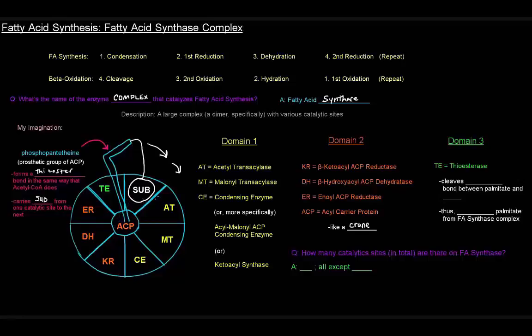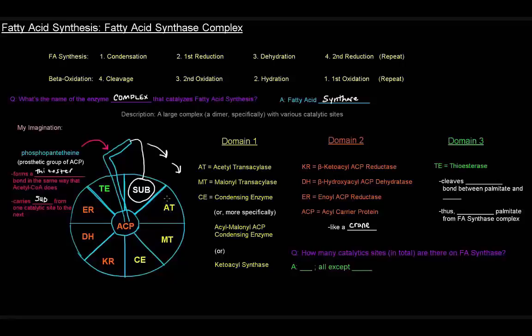Okay, so now let's get to the actual catalytic sites. There are 3 domains, cleverly named domain 1, 2, and 3. Domain 1 I've got here depicted in yellow. These first 3 sites, AT, MT, and CE, stand for acetyltransacylase, malonyl transacylase, and condensing enzyme, respectively. Those are 3 catalytic sites in domain 1. Domain 2 is all that's in orange, and domain 3 is just this TE, which is the thioesterase. Now, the details of these reactions will be in another video where I show you the steps. But essentially, the substrate will be carried from site to site where each of the reactions can be catalyzed.